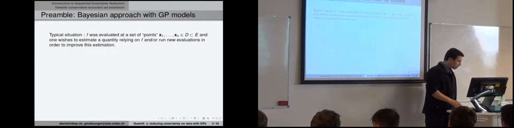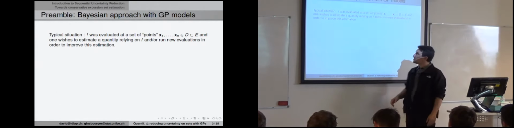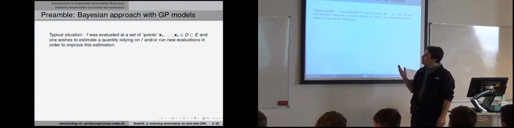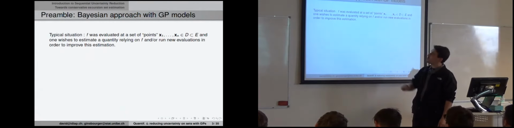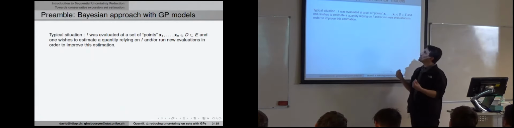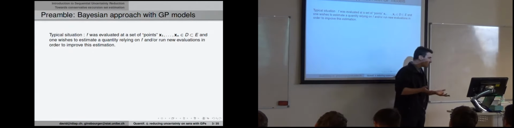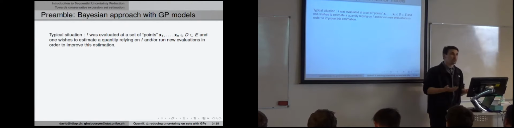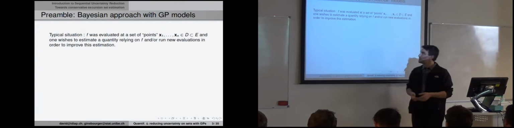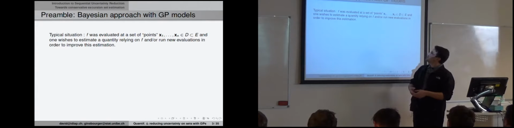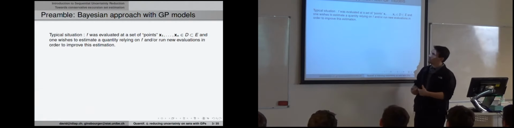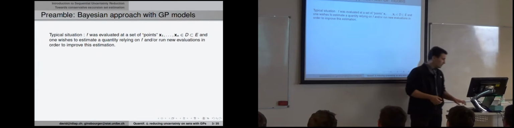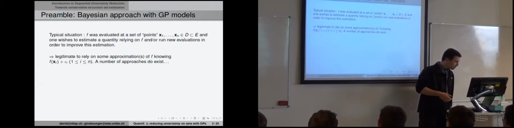So let's continue this informal introduction with this typical situation. You have f that was evaluated at a set of points. So the points are instances of your inputs. So this can be points in Euclidean space, it can be functions or media or whatever. And you wish to estimate something that relies on f, and maybe you want to run some new evaluations of f in order to improve this estimation, because this is the big picture.